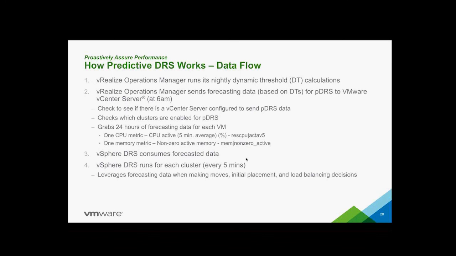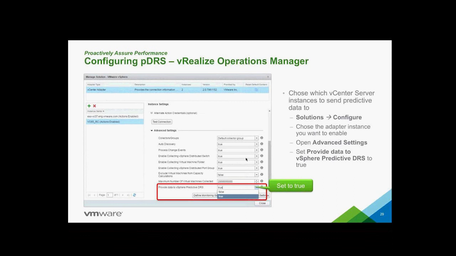You might be thinking how to configure it. I was surprised to see that it's very, very simple to configure. So when you configure your vCenter adapter for collection of data, you simply say whether you want the predictive DRS to work or not.